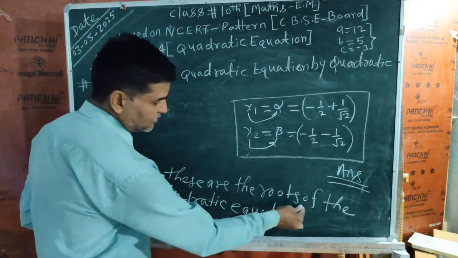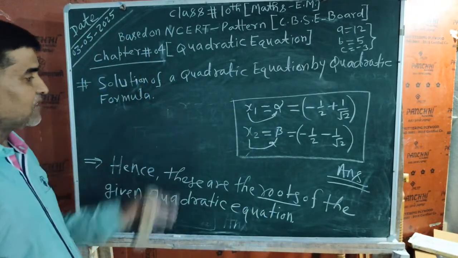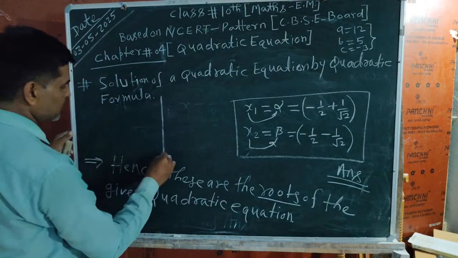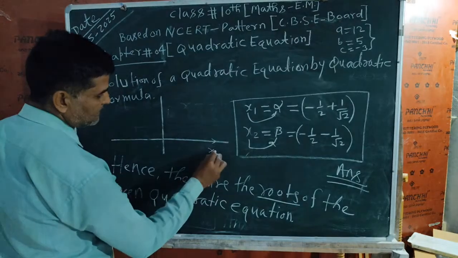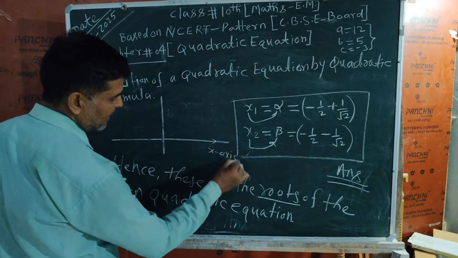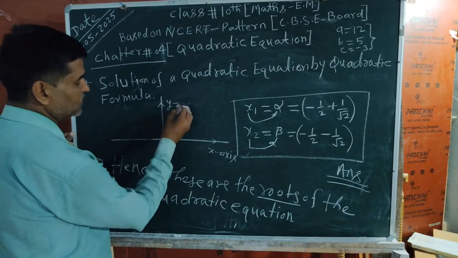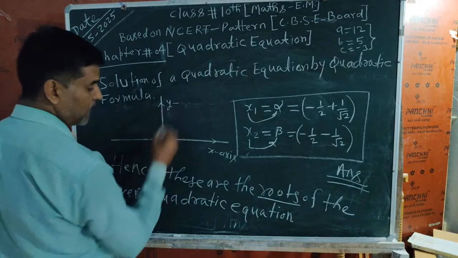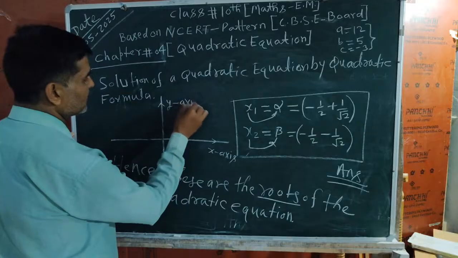Roots means zeros. It means that in that quadratic equation, if I draw in the xy plane, one line which is parallel to the horizontal axis, that axis I will say is the x-axis, and also another line I will draw which is perpendicular to it, on the ground. That axis I will say is the y-axis.